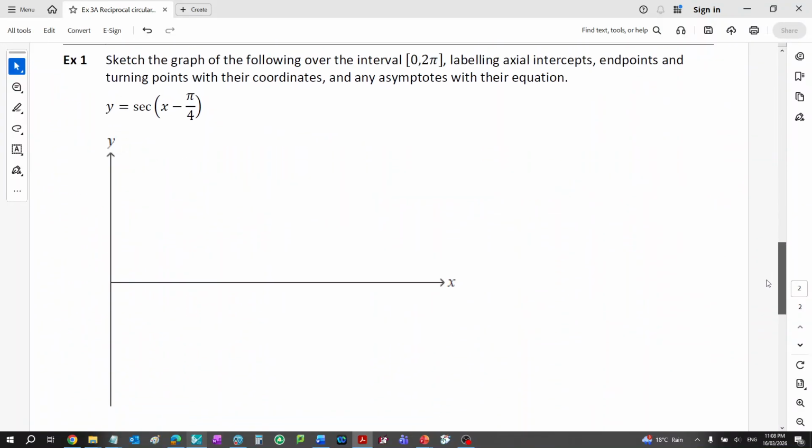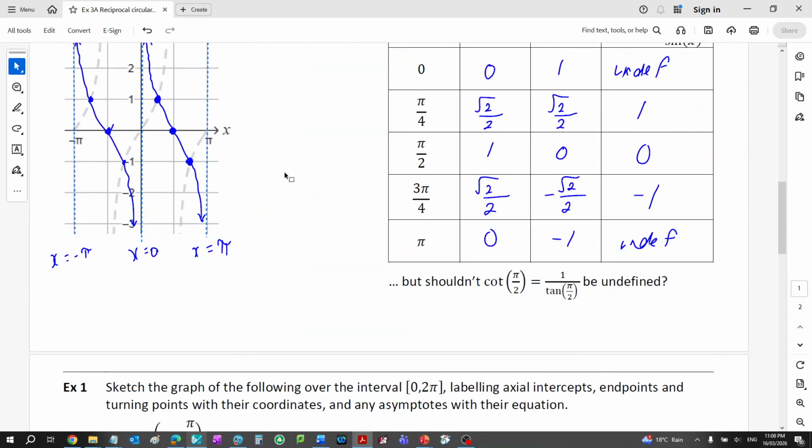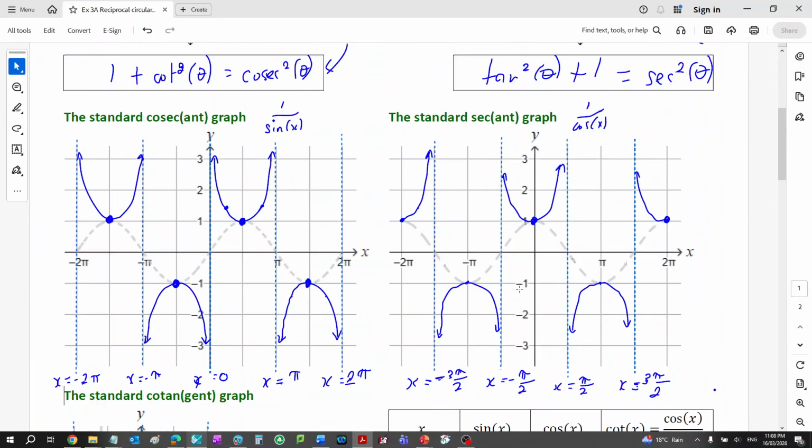And so I've got a couple of examples. Here's the first example. Between 0 and 2 pi, we want to sketch y equals sec of (x minus pi on 4). We've got to do axis intercepts, endpoints, turning points with coordinates, and asymptotes with their equation. Now when I see this, I'm essentially seeing a sec curve, but we've shifted pi on 4 to the right. So where's our sec curve? Over here. Okay, so everything's going to go pi on 4 to the right.